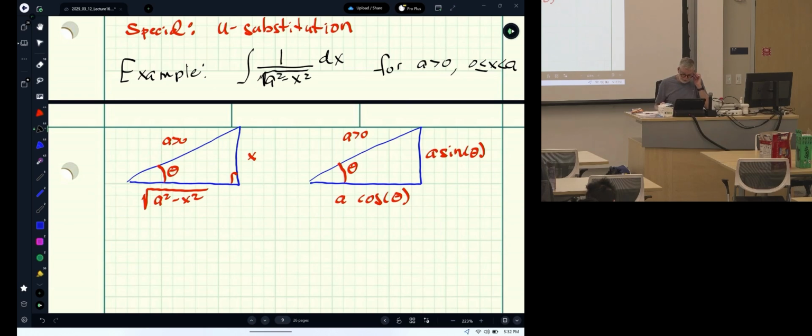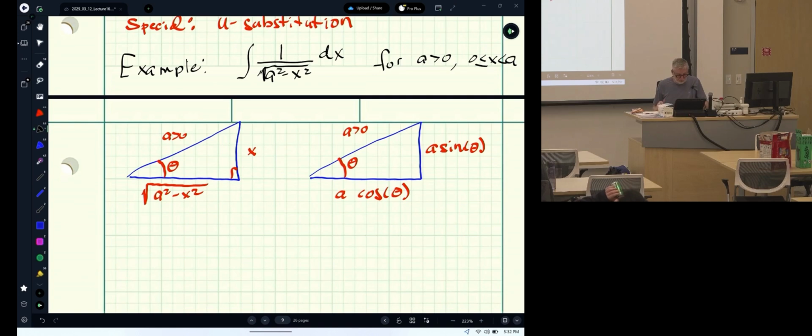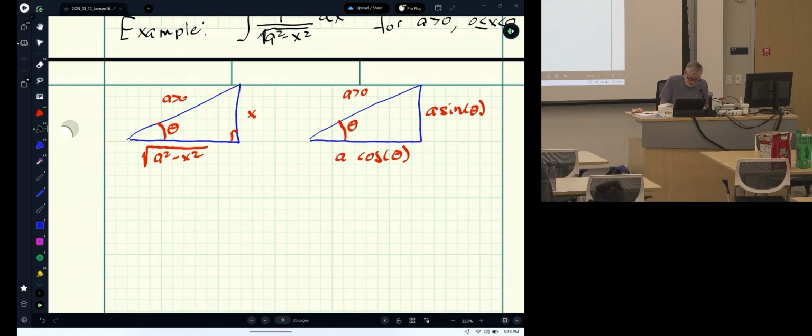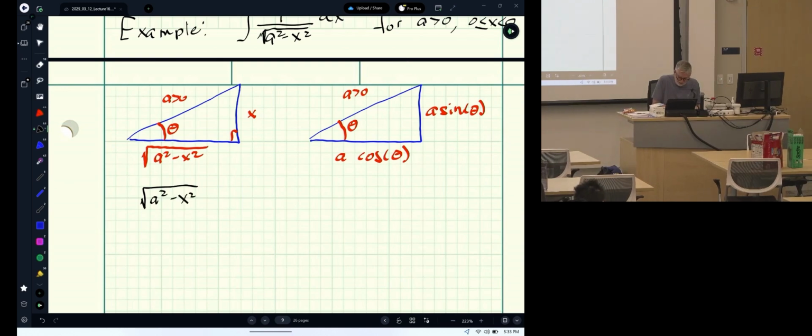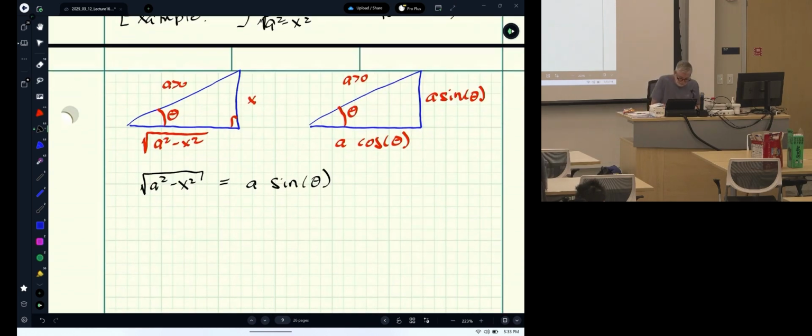Okay, so we have these two triangles. We have a is the same, okay? And we have theta is the same here. So we know now that square root of a squared minus x squared is equal to a cosine of theta. We also know that x is equal, this is cosine, sorry. I knew something didn't sound right. X is equal to a sine of theta.